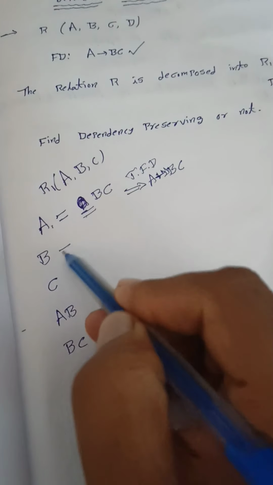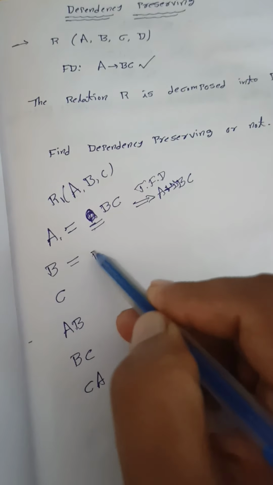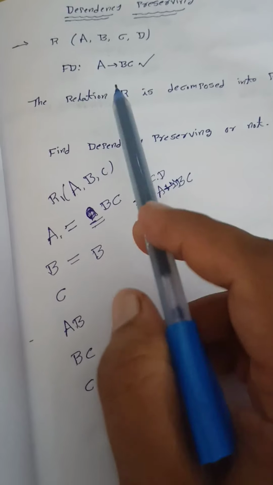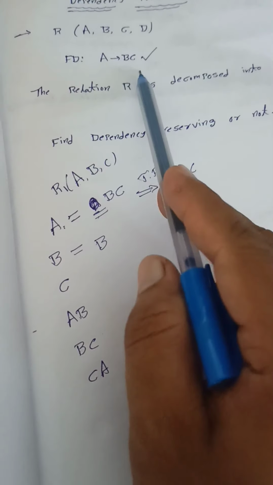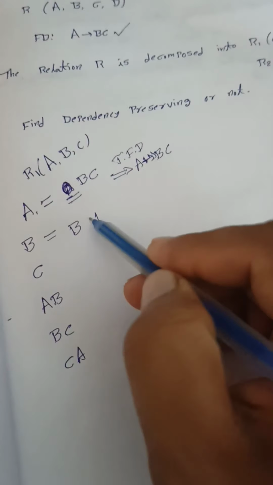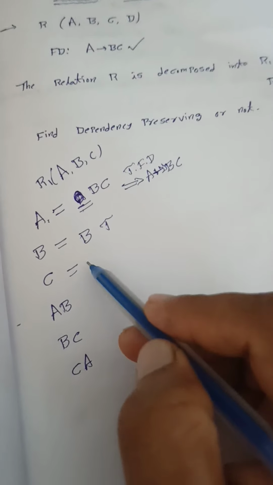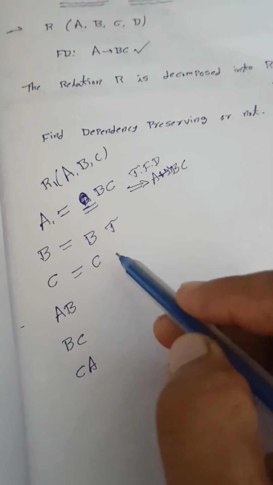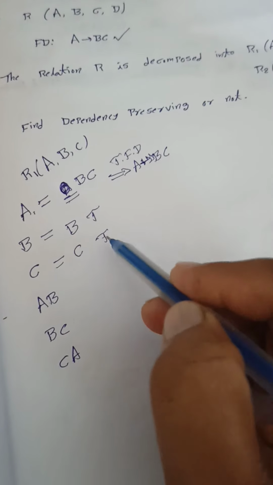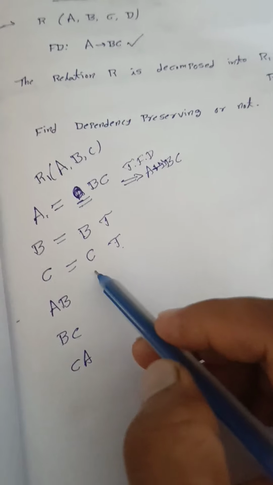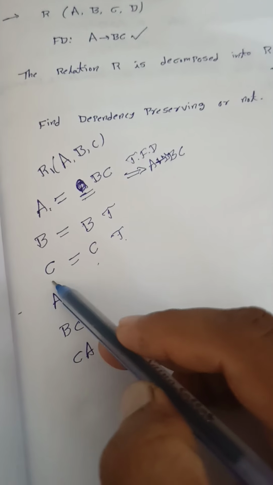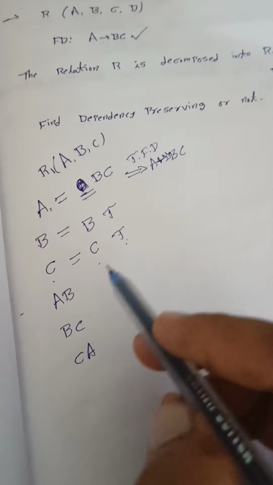Now we will check the B closure. It derives only B, and the only functional dependency is A implies BC, so this is trivial. No problem, we can't consider that. Next, the C closure derives C. We can't consider this either, because it is trivial: the right hand side attribute is available in the left hand side. So this is a trivial functional dependency.